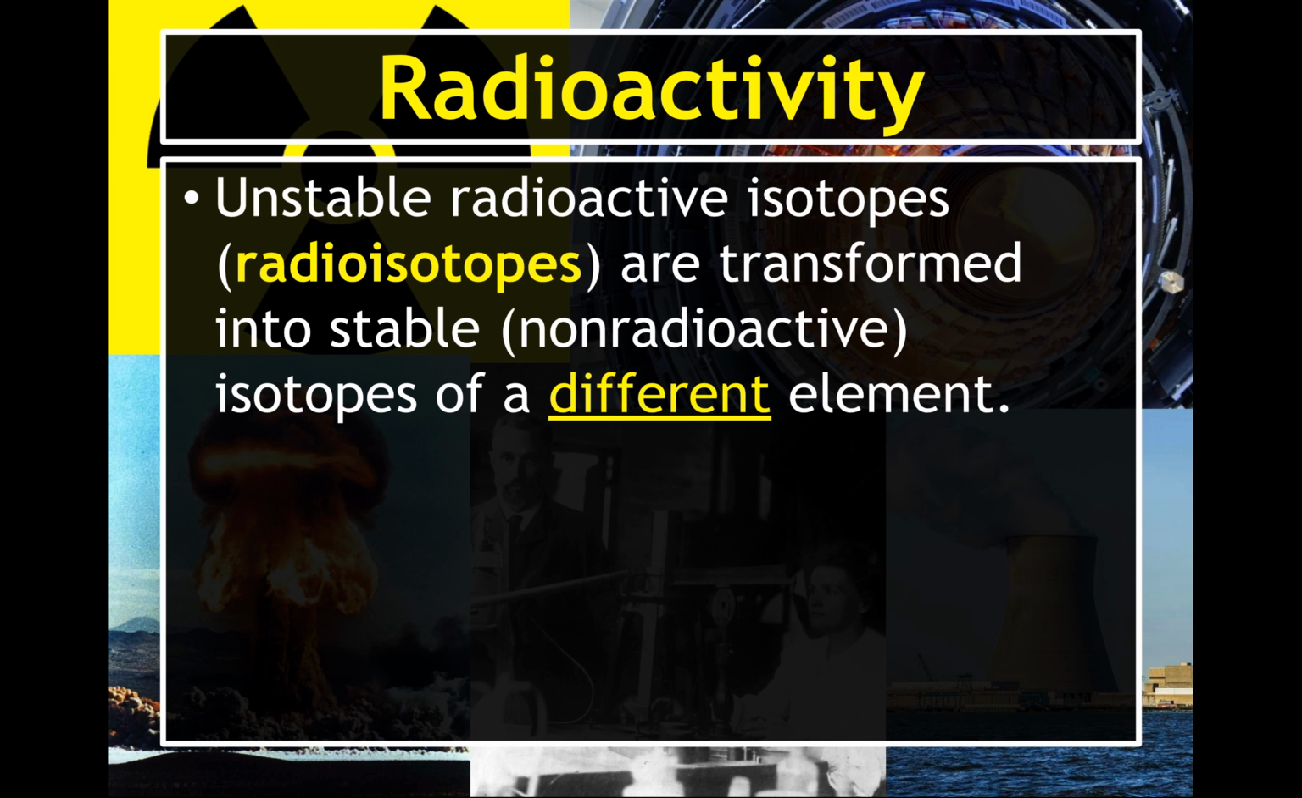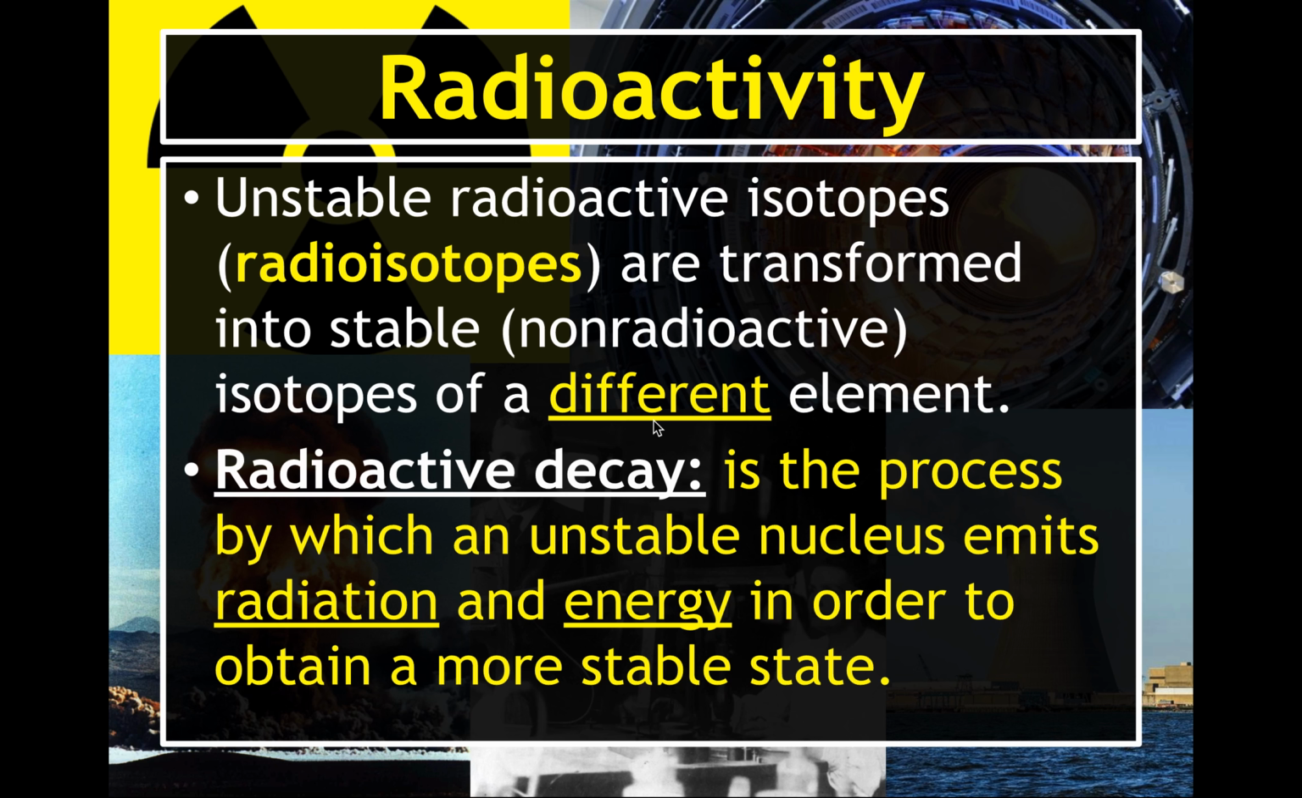Unstable radioactive isotopes, otherwise known as radioisotopes, are transformed into stable, non-radioactive isotopes of a different element. Now, they're literally changing from one element to another, because you'll see that the proton number is going to change. Radioactive decay is the process by which unstable nuclei emit radiation and energy in order to obtain a more stable state.